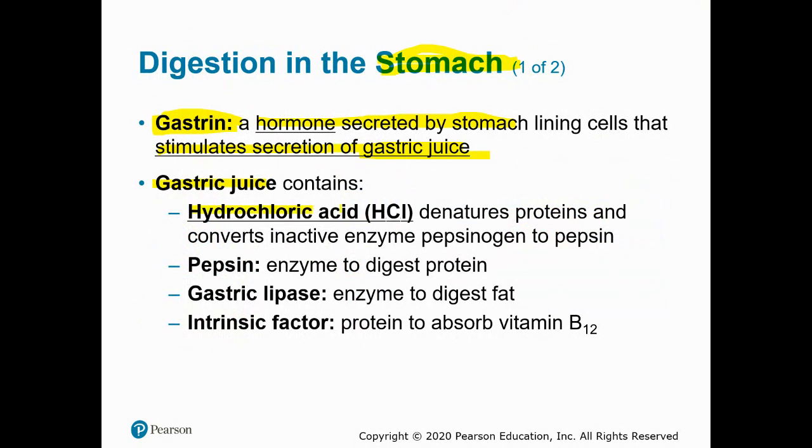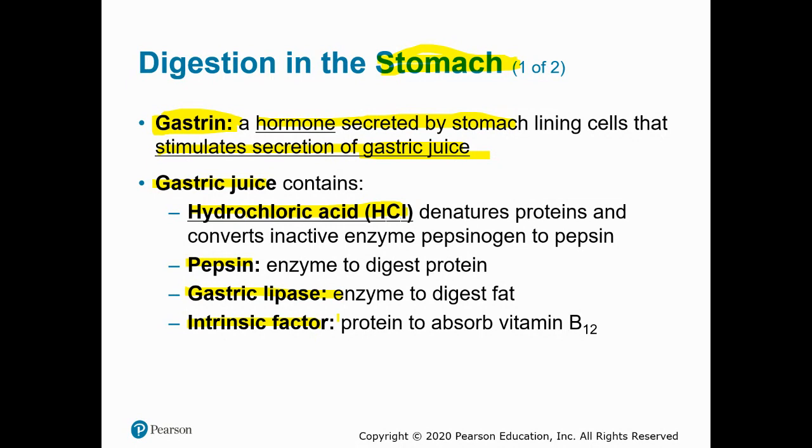So gastric juice contains hydrochloric acid. Just like saliva, salivary juices, this is gastric juices. So what's in these juices? Hydrochloric acid, pepsin, gastric lipase, and intrinsic factor. These are all in the stomach, secreted at the invitation of gastrin.